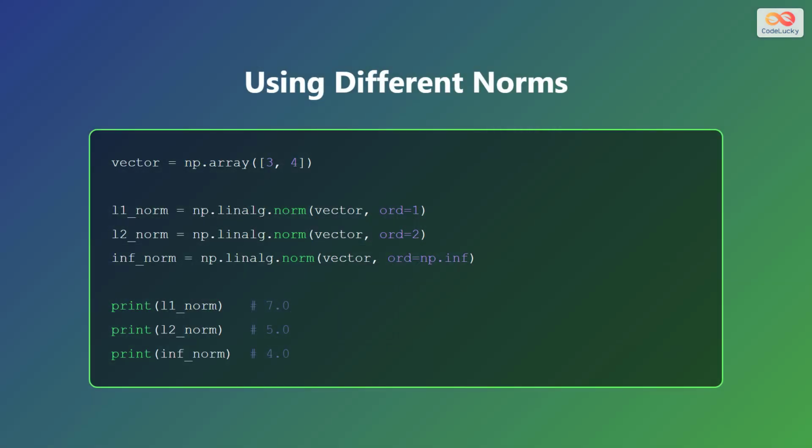Let's see how different norm types produce different results. Using our vector with values 3 and 4, the L1 norm gives us 7.0, which is simply 3 plus 4. The L2 norm gives us 5.0, the Euclidean distance. And the infinity norm gives us 4.0, which is the maximum absolute value in the vector. Each norm type serves different purposes depending on your application.